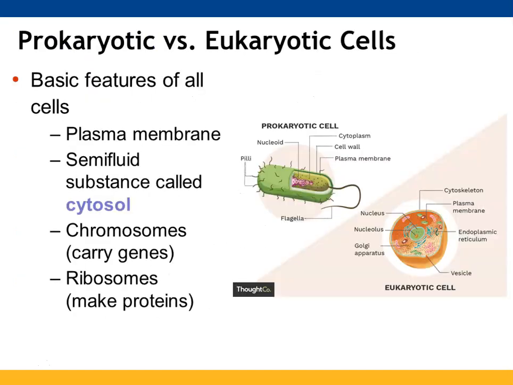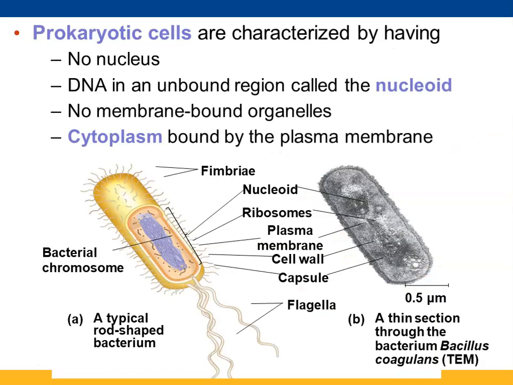So what do these cell types have in common? They both have a plasma membrane. They have the cytoplasm, known as the cytosol. They have chromosomes that are able to carry genes that will code for proteins, and they have ribosomes, which are what actually make the proteins.